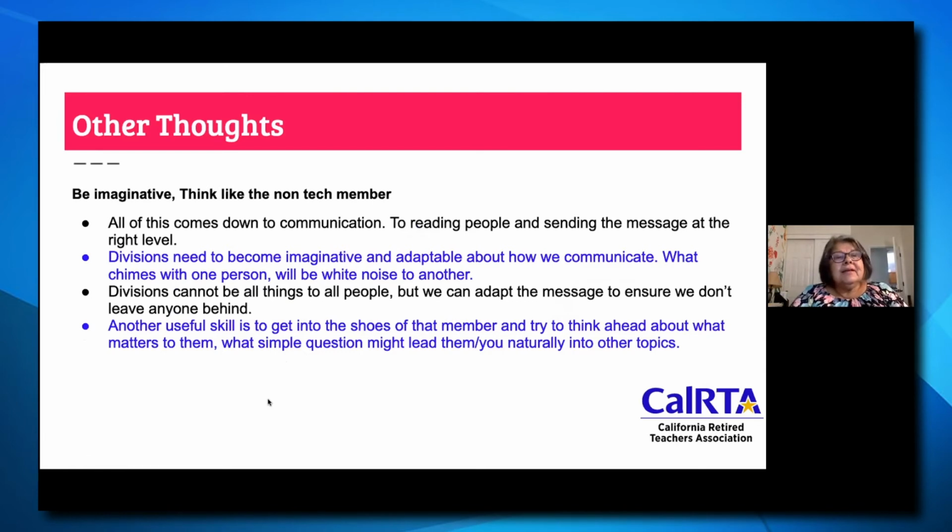Other thoughts. Be imaginative. Think like the non-tech member. We all remember what it was like before technology came on, right? So it comes down to communication, to reading people and sending the message at the right level. Divisions, you need to become imaginative and adapt how we communicate. What chimes with one person will not chime with another. We cannot be all things to all people, but we can adapt the message to ensure we don't leave anyone behind. We don't leave anyone behind.